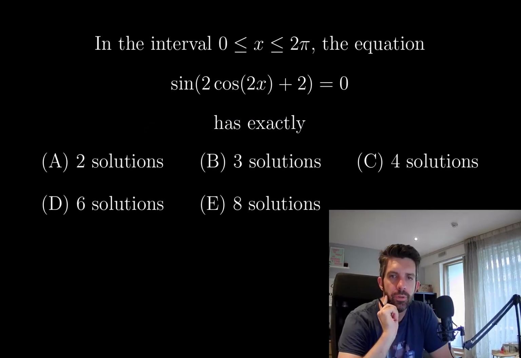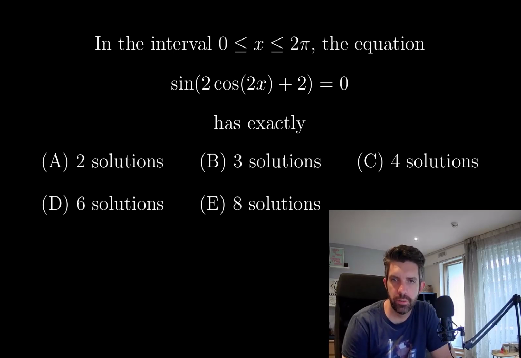In the interval 0 less than or equal to x less than or equal to 2 pi, the equation sine of 2 cos 2x plus 2 equals 0 has exactly 2, 3, 4, 6, or 8 solutions.